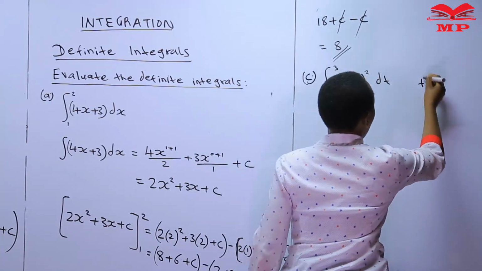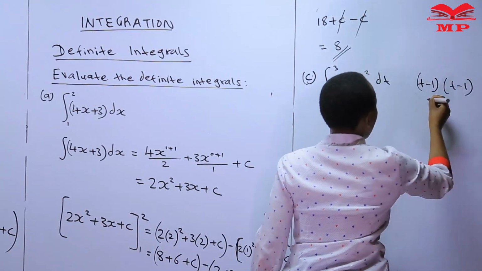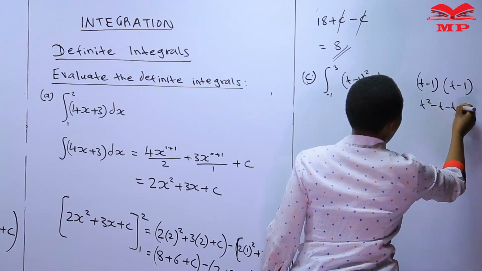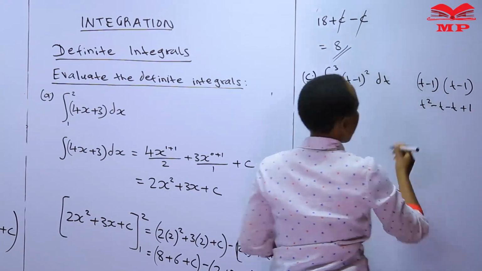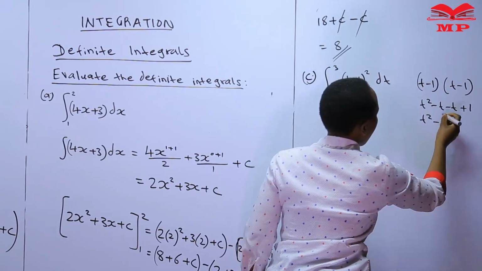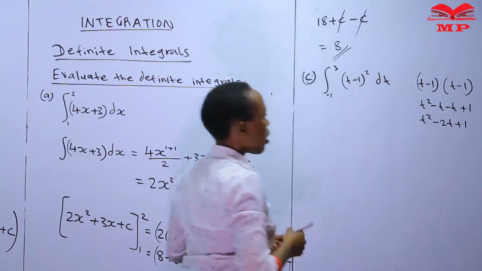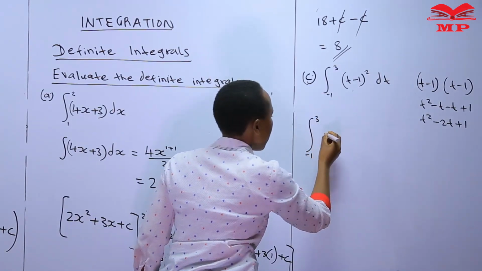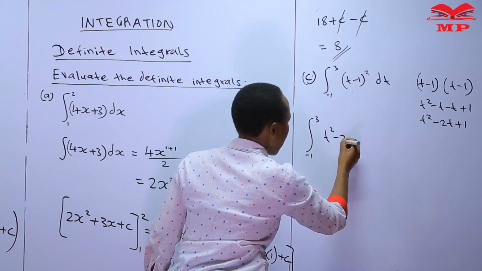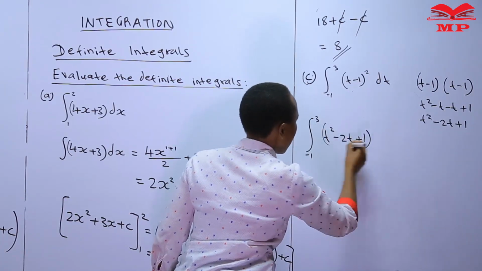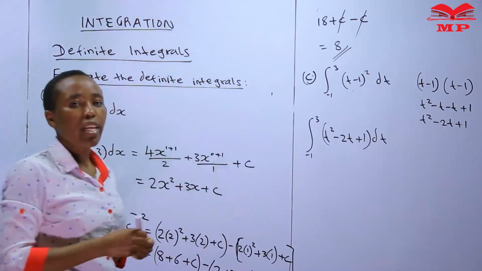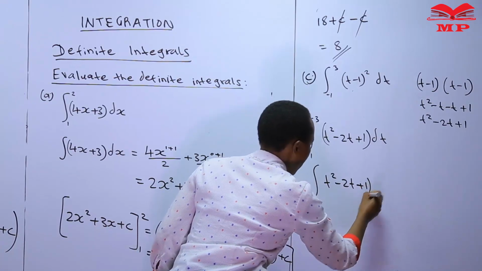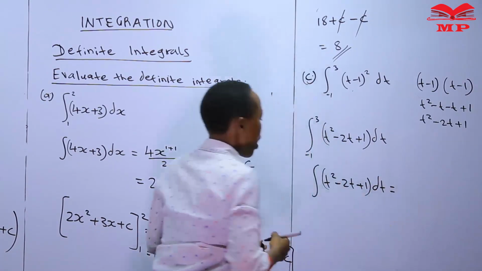We have (t minus 1) squared, (t minus 1)(t minus 1). So this simply means it is t squared, then we have minus t, again minus t, then plus 1. So in this case, we have t squared minus 2t, then plus 1. That is what we are integrating. So we have from -1 to 3, t squared minus 2t plus 1 with respect to t. So the first thing is to integrate t squared minus 2t plus 1 with respect to t.